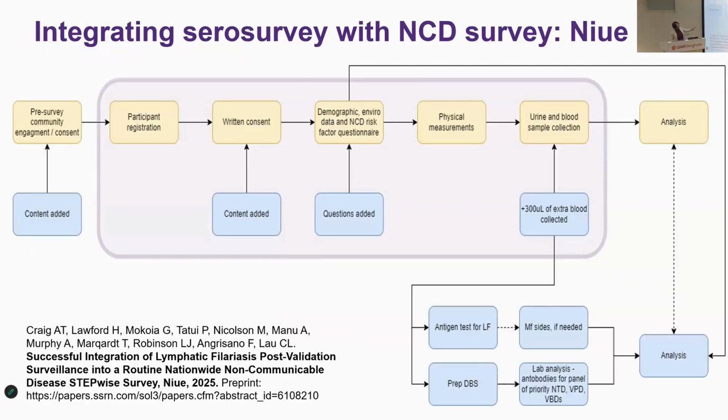So don't worry about all the details, but the yellow bits on top is what the STEP survey normally does, and the blue bits is where we integrate it. Collection of questionnaire data, collection of blood sample, etc. The formatting got a bit messed up there. If anybody wants to have a read, there's a paper down here.